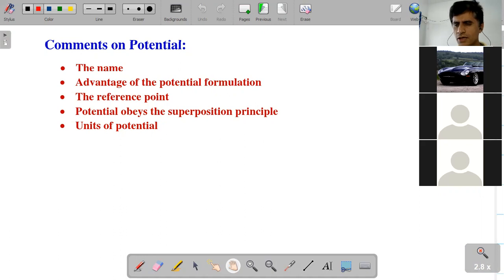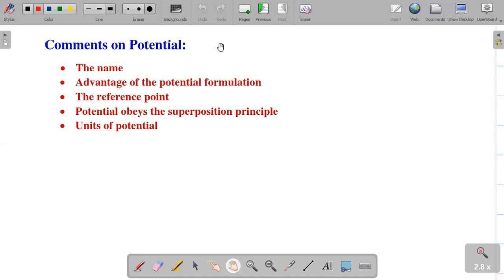Dear student, can you view the screen? Yes, I have already explained about the divergence of E, curl of E, and then Poisson's equation. What is the Poisson's equation? Del square V equal to minus rho by epsilon 0, and curl of E equal to 0. From that we can also derive the Laplace equation. Poisson's equation is del square V equal to minus rho by epsilon 0. Laplace is del square V equal to 0.